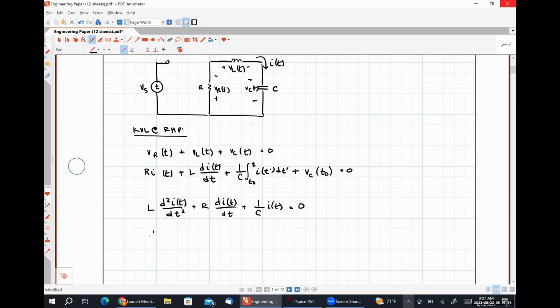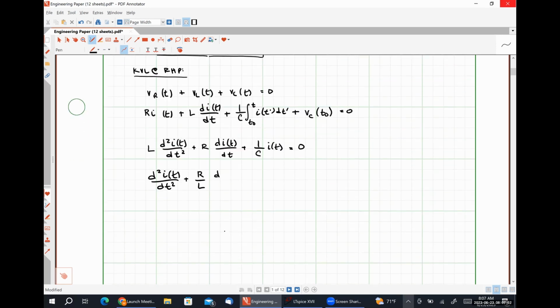So that's going to give me d squared i by dt squared plus R over L di by dt plus 1 over LC times I of t is equal to 0.